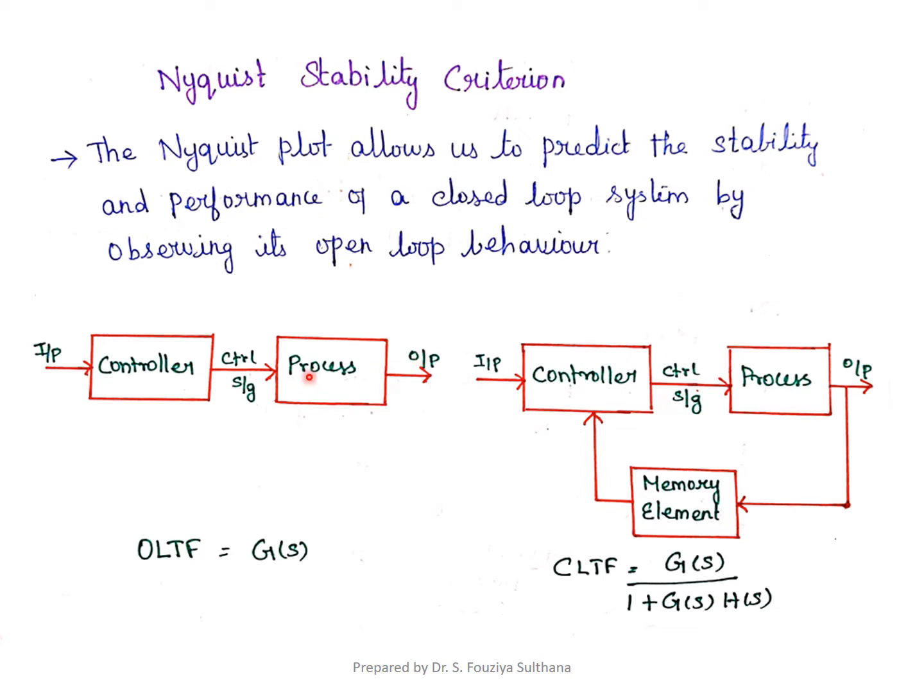So every time it requires the control signal. It has only the forward path. The closed loop system uses feedback in order to correct the desired output, so it has the forward path and the feedback path. The open loop transfer function is represented by G of S and the closed loop transfer function is represented by G of S divided by 1 plus G of S into H of S.